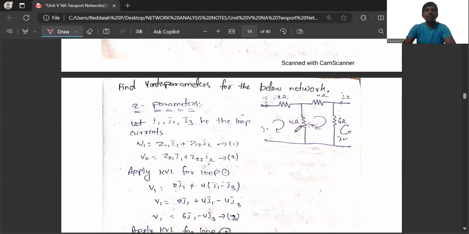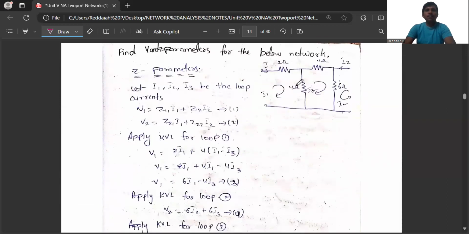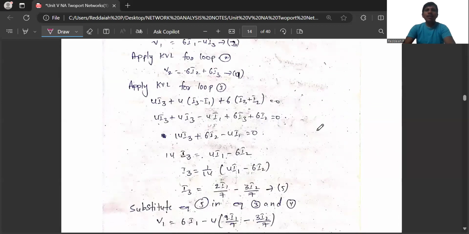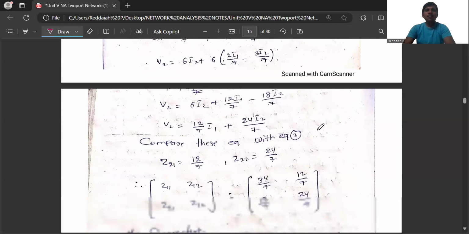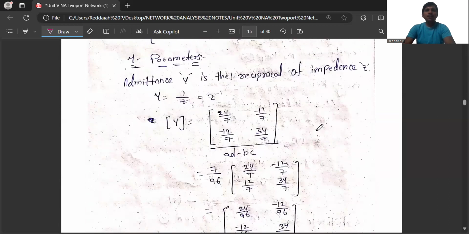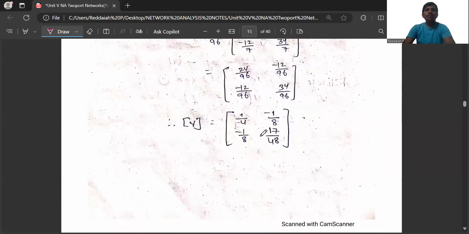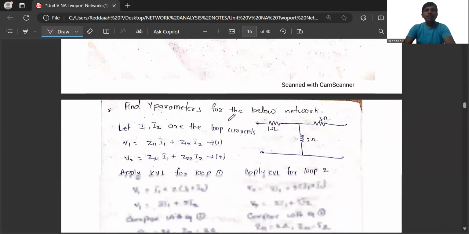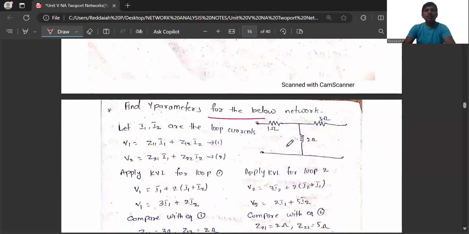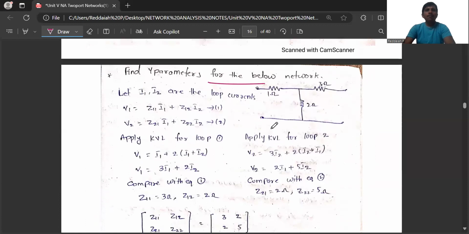Similarly, find Y parameters for this network. For Z parameters, first find out. After that, Y parameters you can calculate. Or directly you can calculate by using another method. Y parameters is the reciprocal of impedance. Find the Y parameters for the below network. It is very simple.